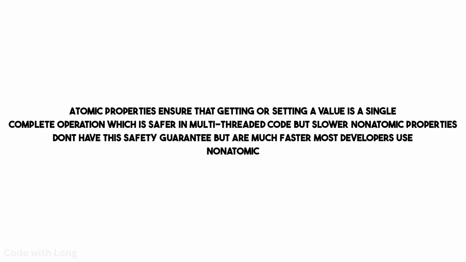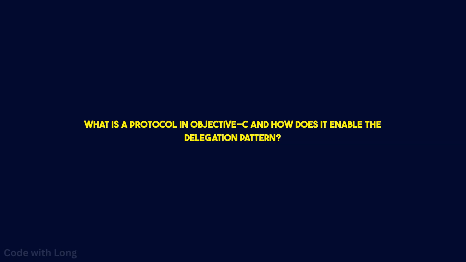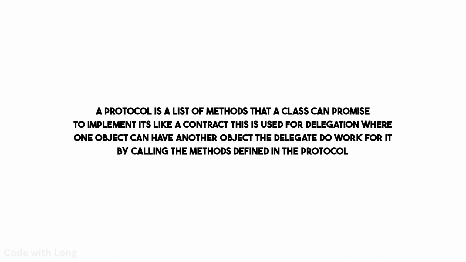Non-atomic properties don't have this safety guarantee but are much faster. Most developers use non-atomic. What is a protocol in Objective-C, and how does it enable the delegation pattern? A protocol is a list of methods that a class can promise to implement. It's like a contract. This is used for delegation, where one object can have another object, the delegate, do work for it by calling the methods defined in the protocol.